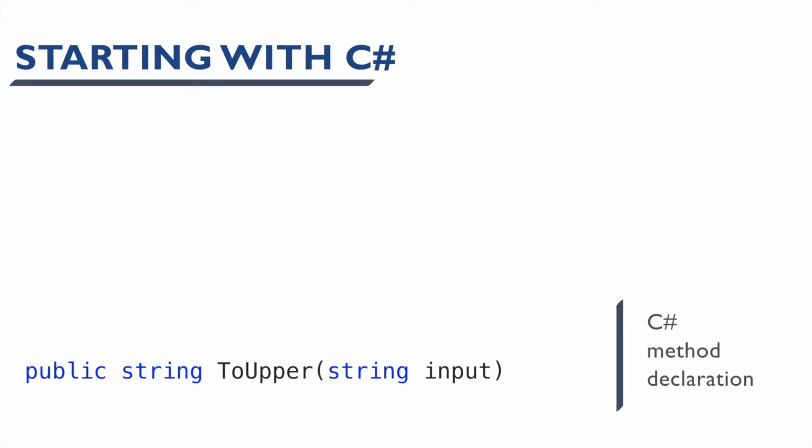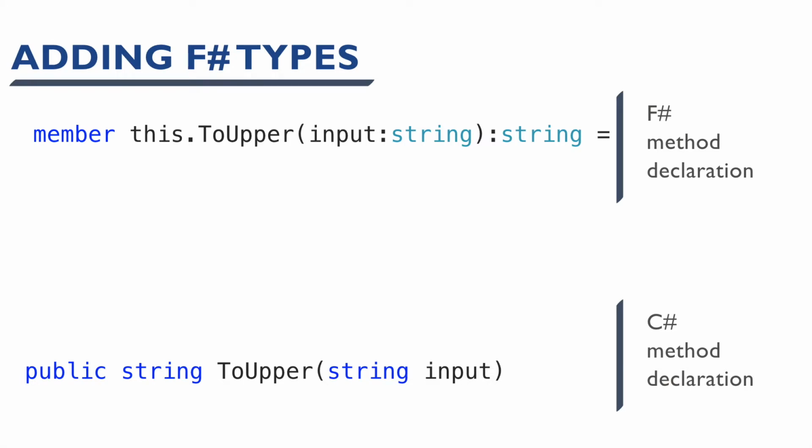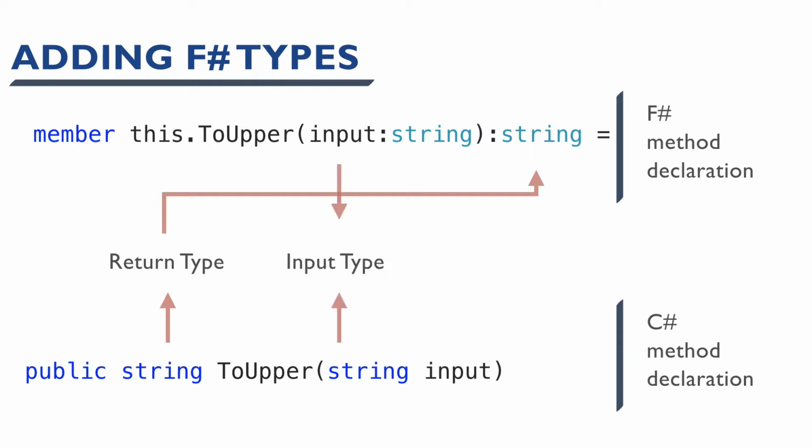So let's look at C#. So here's a simple method declaration here. This is what we would expect to see. And as we already know, there's the return type on the left and the input type on the right hand side. So now let's consider this in F#. So again, the exact same method declared the same way. We can see the return type comes at the end and the input type comes before, in the same place where C# is.